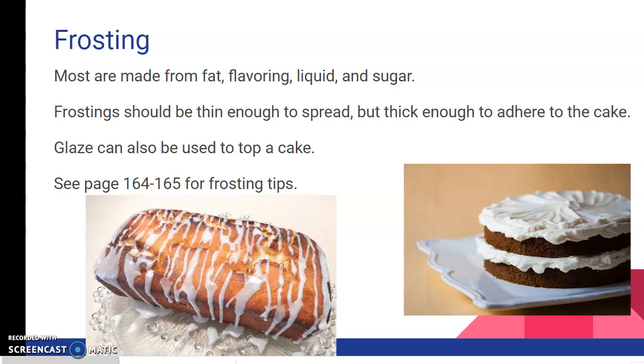Okay, so let's talk about the best part of cakes, which of course is the frosting. Frosting pretty much is the same across the board as far as ingredients. They're made from fat, flavoring liquid, and sugar. Remember, fat is margarine or butter or something like that. And frosting has to have a certain consistency. It should be thin enough to spread, but thick enough to adhere to the cake. If it's too thin, you can add confectioners sugar. If it's too thick, it can end up tearing the cake, which isn't good. And all you need to do is add some water or milk or something like that, a teaspoon at a time to help thin it.